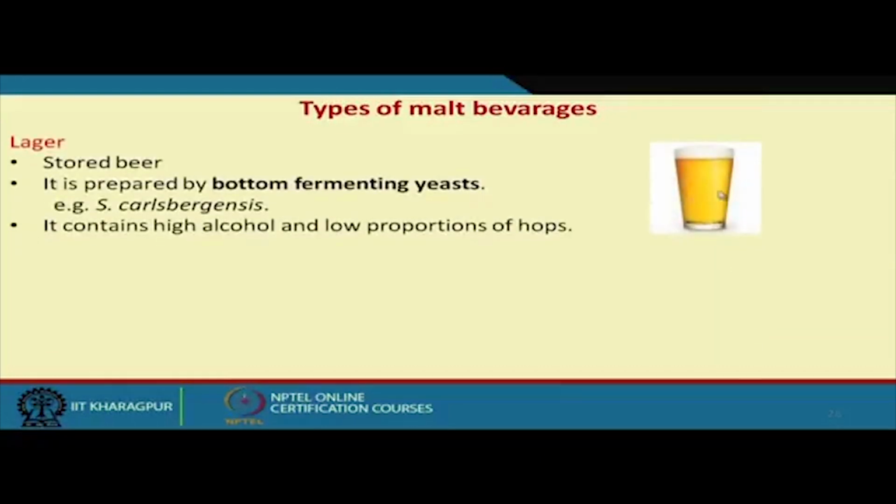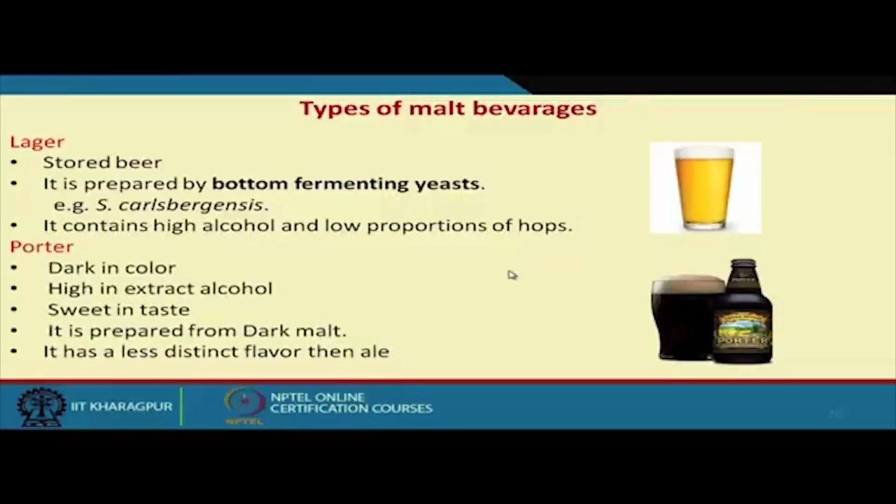But in India, we mostly use the lager beer. Lager beer is a little bit yellowish in color. You can see this is how it looks. It's stored beer, and it is prepared by bottom-fermenting Saccharomyces carlsbergensis. It contains high alcohol and a low proportion of hops, because I mentioned that a quarter pound of hops is required per barrel of beer. And then we have the porter.